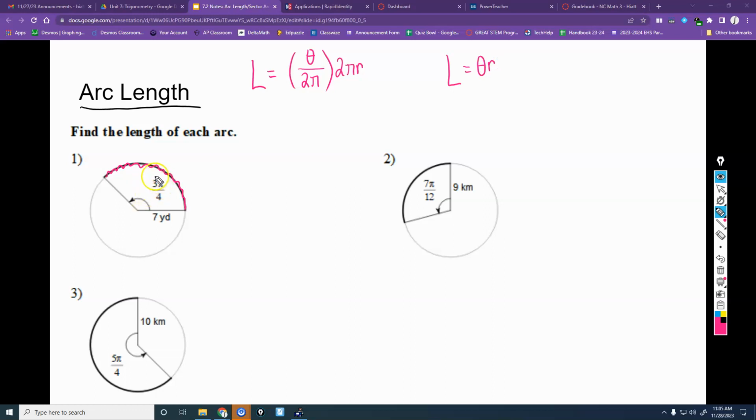So this right here, 3 pi over 4, that's my angle. That is theta, right? My radius is 7. So it is definitely easier to use theta, which is 3 pi over 4, times the radius, which is 7. We're going to put that over 1. They're not going to give you decimal answers on these. So you need to multiply these by hand. To multiply fractions, you just multiply straight across. So you'll get 21 pi over 4.